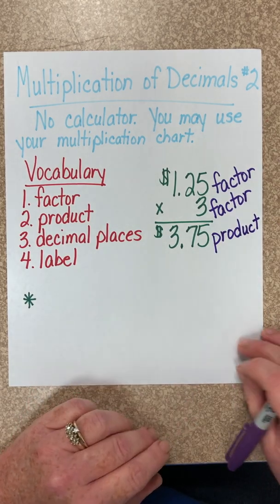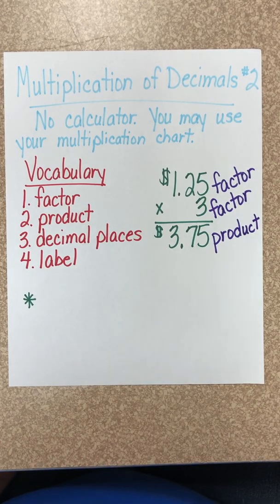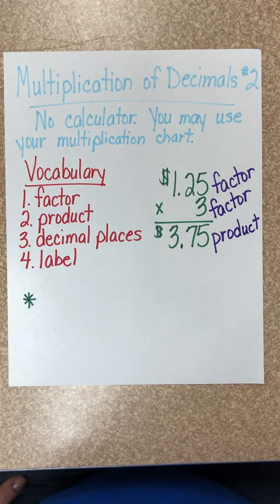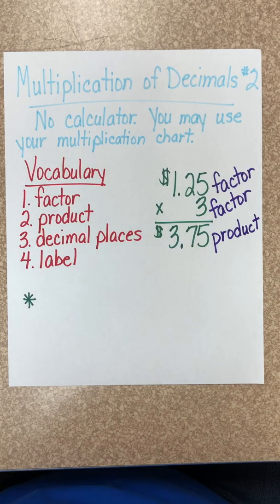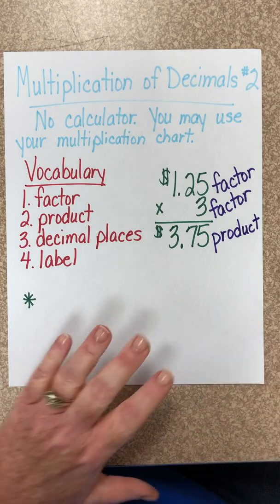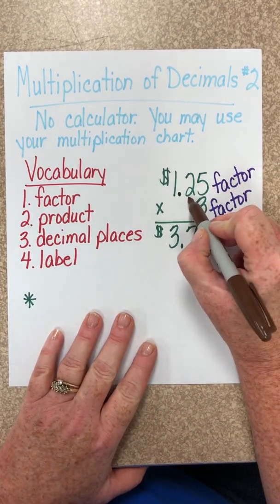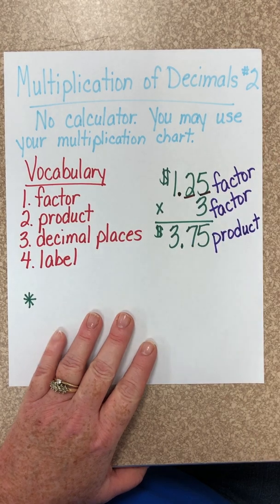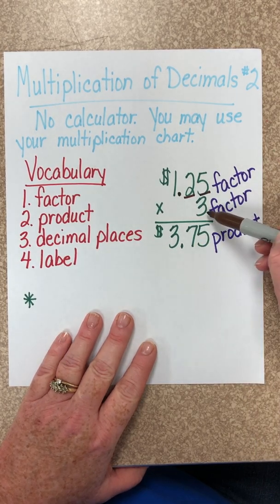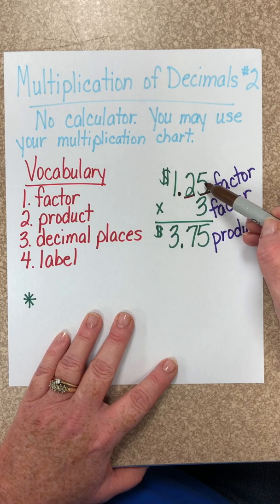Now let's look at decimal places. Decimal places refer to the number of digits past the decimal point. So let's look at the example. Let's go to the first factor. Notice it has a decimal point, and we have 2 places past the point. This factor does not have a decimal point. That means we have 2 decimal places.